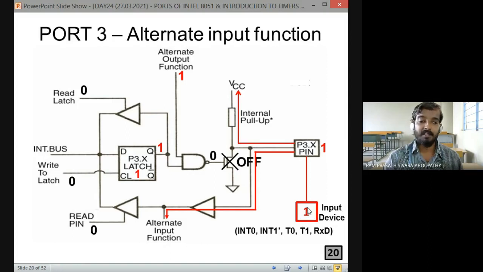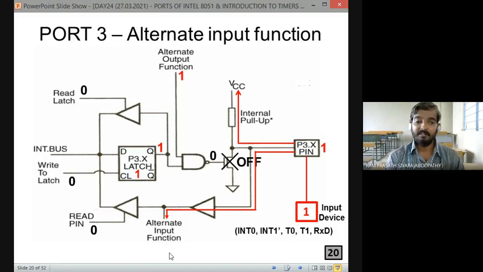For example, if you consider INT0 bar or INT1 bar, if this pin is going from logic 1 to 0, an edge will be created. So that is sensed by the interrupt circuit. Fine. So where is this pin connected? If it is INT0 bar, it is connected to the interrupt pin. Similarly, INT1 bar is connected with the interrupt control unit. If it is counter input, it is connected with the timer. If it is the RXD pin, it is connected with the serial UART. Fine. See, based upon the alternate input function, each pin.